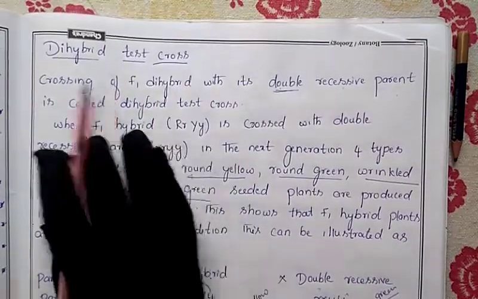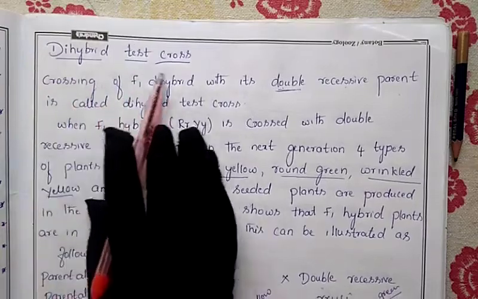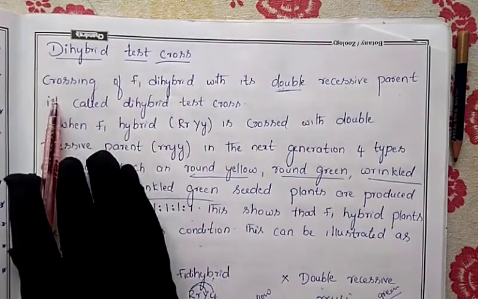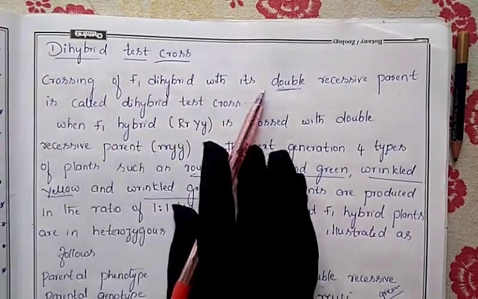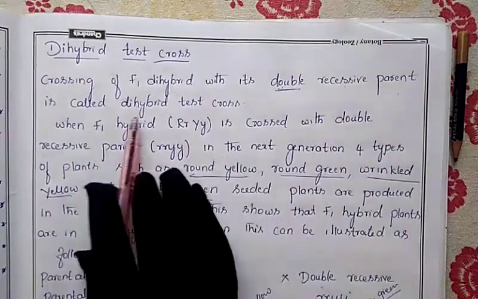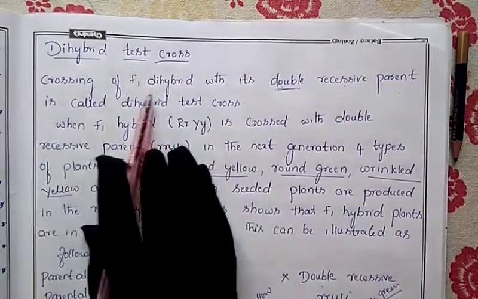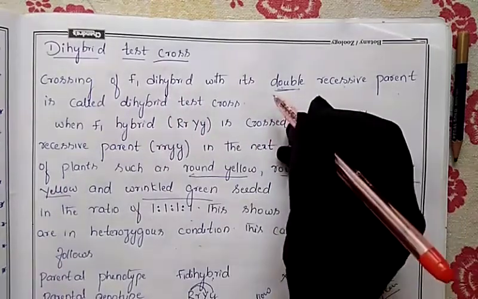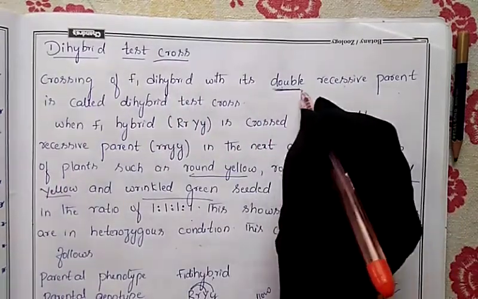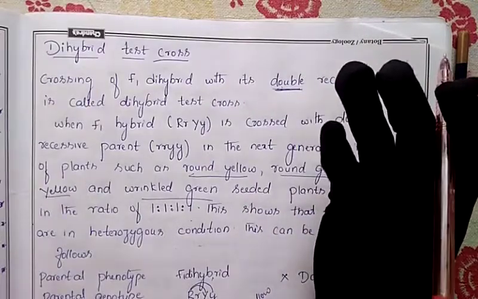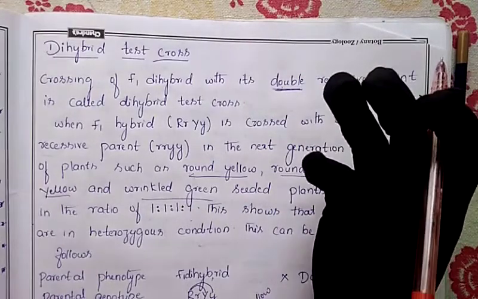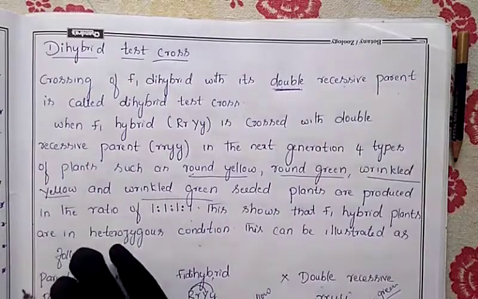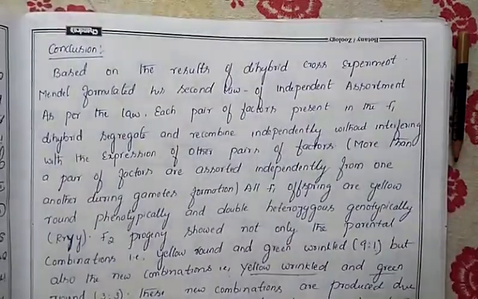In the same pattern, let us discuss the dihybrid test cross. Crossing the F1 dihybrid with its double recessive parent is called the dihybrid test cross. Why do we call it double? Because here we took two characters. Which are the two characters, as I said: one is the shape of the seed, another one is the color of the cotyledon.